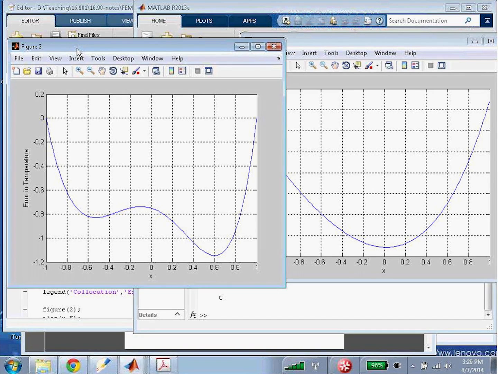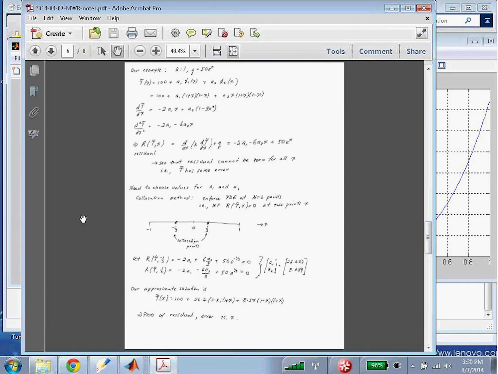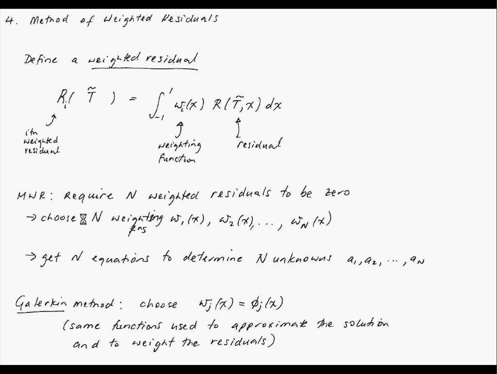There seems to be a big lag in the projector. There we go. Get it off. Okay, so any other questions about collocation?